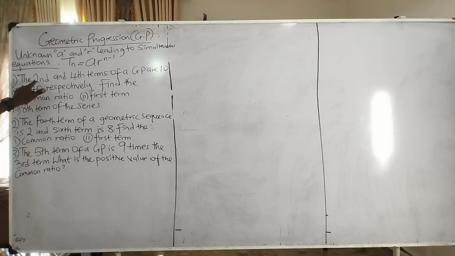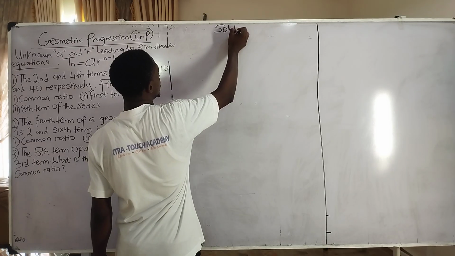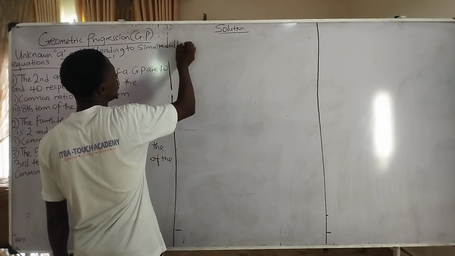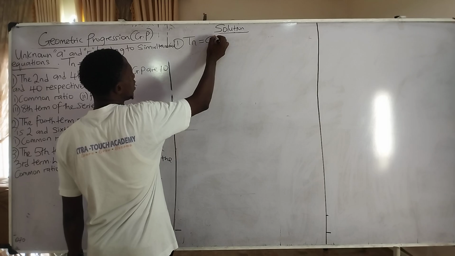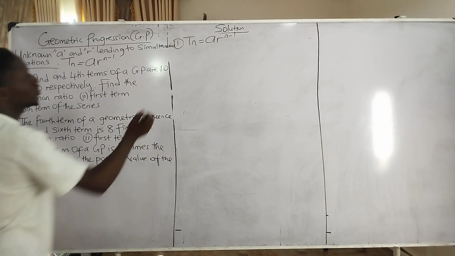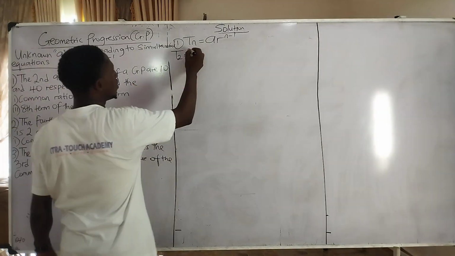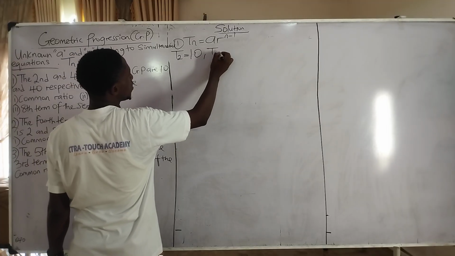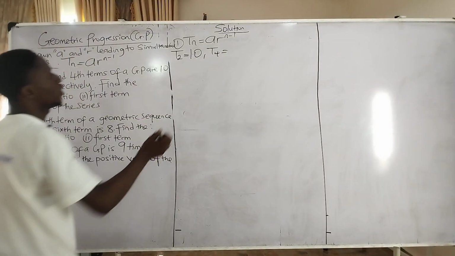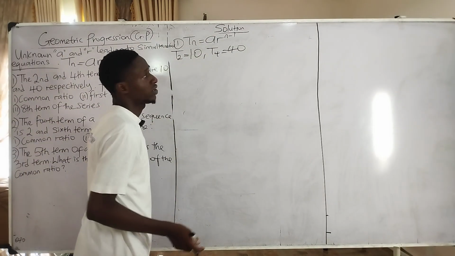The first question we have here is that the second and the fourth terms of a GP are 10 and 40 respectively. Find the common ratio. So this is what we are using. T of n is equal to A R raised to the power of n minus 1. So let's try to interpret. The second term means T2 is given as 10. The fourth term, which is T4, is given as 40. Then find the common ratio. So this will lead to simultaneous equation.